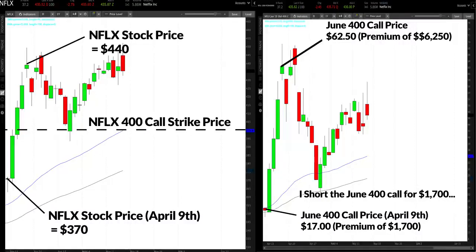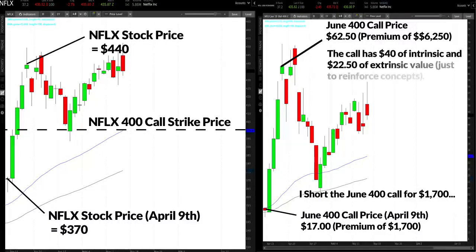So since the stock price was around $440 and I was short the 400 call option, we know that at this moment in time, the call option had $40 of intrinsic value, but since the option's price was $62.50, the additional $22.50 is extrinsic value or time value.